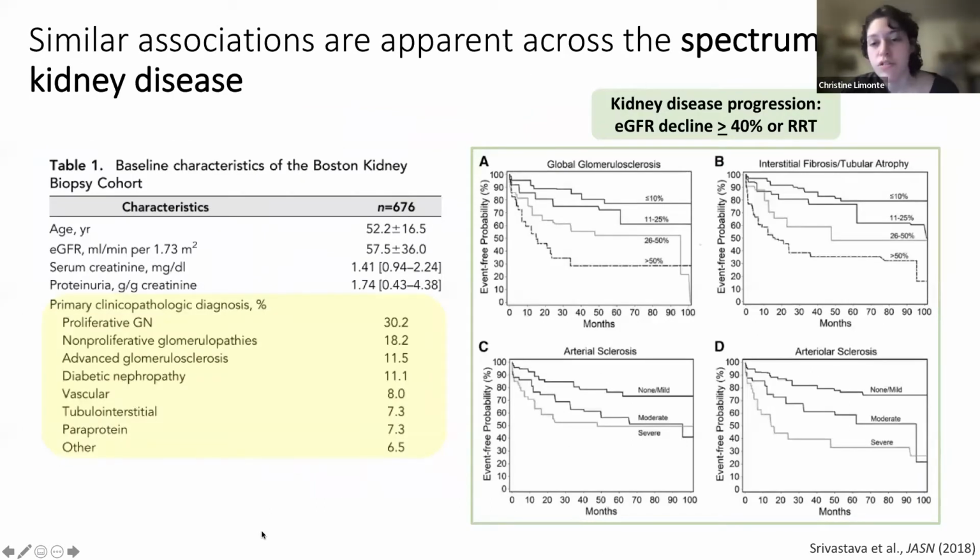Similar associations with long-term kidney outcomes are seen across the spectrum of kidney disease as a whole, not just in diabetic nephropathy. And in the Boston kidney biopsy cohort, which included clinical biopsies with a variety of primary diagnoses listed here, GN, global glomerulosclerosis, IFTA, and arterial lesions were all associated with kidney disease progression, which was here defined as eGFR decline greater than 40% or need for dialysis or transplant. And these associations were significant, even accounting for things like baseline eGFR, proteinuria, age, and diagnosis.